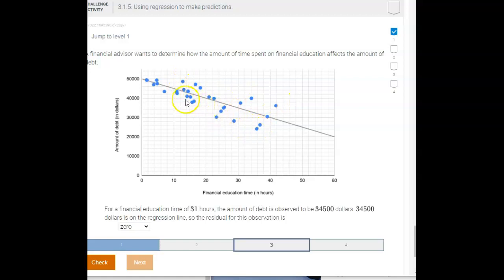Points below have a negative residual. If you measure how far away they are from the line by taking their observed value and subtracting the prediction on the line, you get a negative result. And so points below the line have a negative residual.